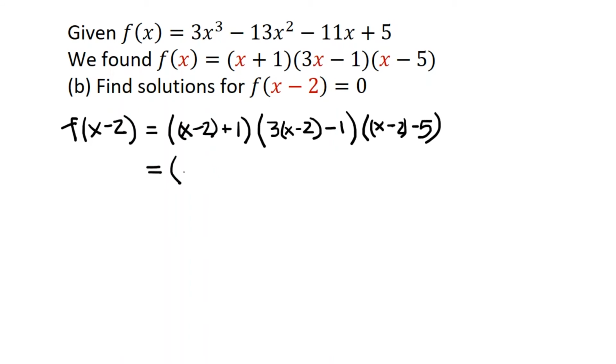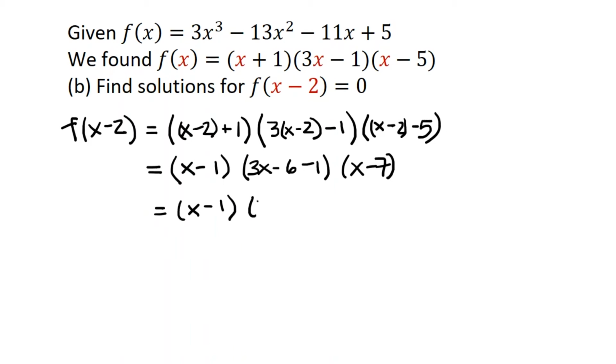So let's simplify that. We have x minus 2 plus 1, that's just going to be x minus 1. Here we have 3x minus 6 minus 1, and here we have x minus 2 minus 5, so x minus 7. I think I can simplify the middle one more time. So I'm going to end up with x minus 1, 3x minus 7, and x minus 7. So I've just found that f, when I feed in x minus 2 instead of x, is this factorization.